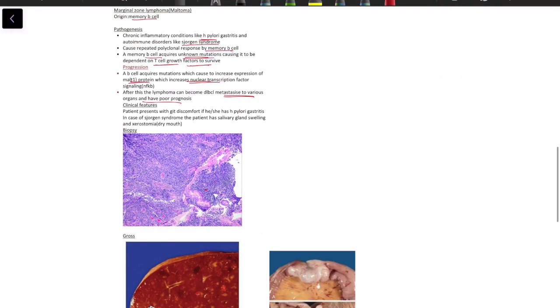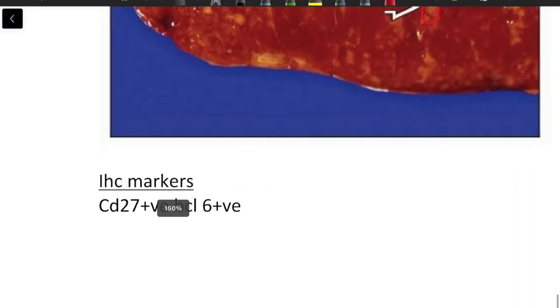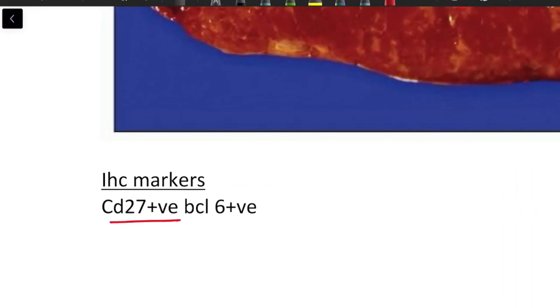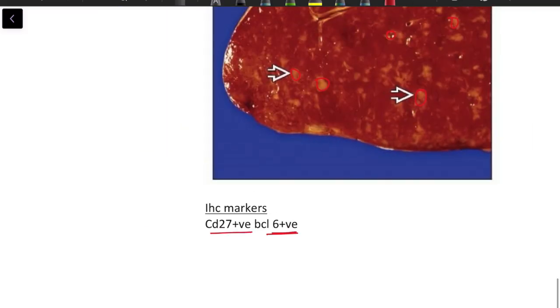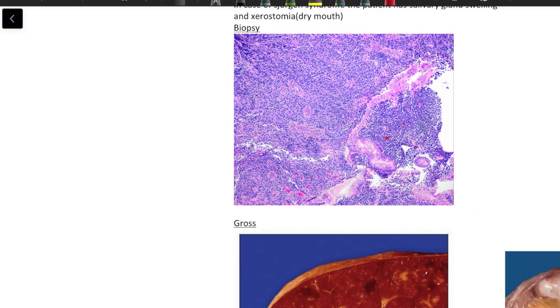And if I talk about the IHC markers of this lymphoma, then they are CD27 positive. Obviously, CD19 and CD20 will be positive, which is already known. But how can we differentiate it from other lymphomas? Then CD27, a special type of marker which is present in memory B cells, is positive, and BCL6 is also positive. So I end my video today.